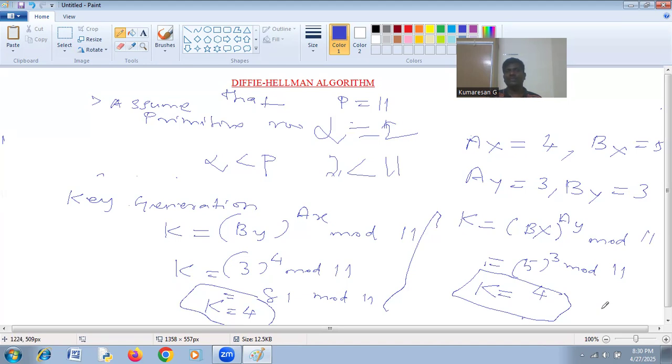This is the way the Diffie-Hellman algorithm works in the network security concept.